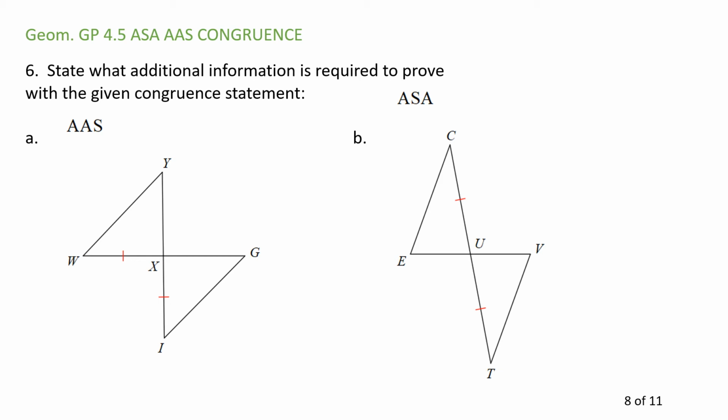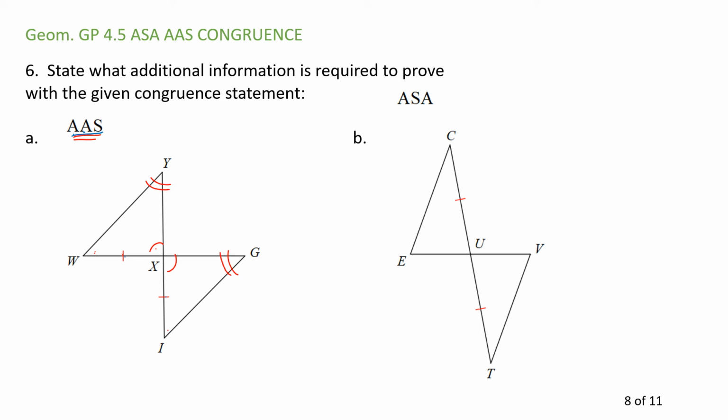What additional information is required to prove angle, angle, side? I've got two angles and a non-included side. Well, I have the non-included side here. I also know that this is congruent to that. They look almost like right angles, but you can't be sure. I need an additional piece of information as an angle. This angle and that angle would not work because that would be angle, side, angle. That'd be okay, but that's not what it's asking for. So it must be this angle congruent to that angle.